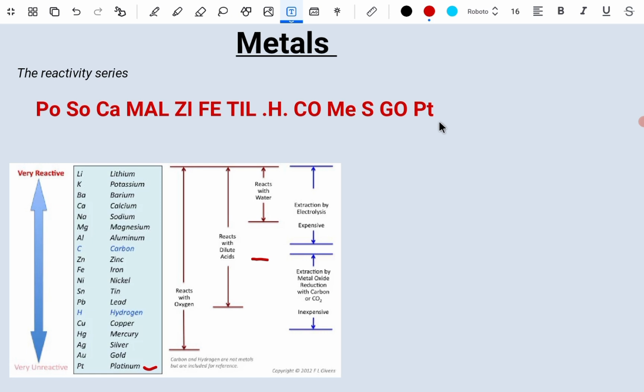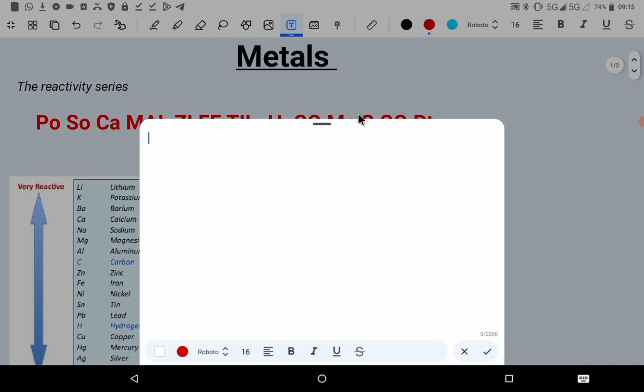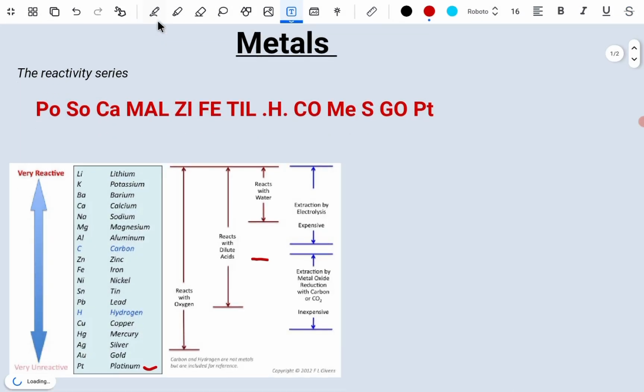This is something I've been using for a long time, but there are a number of ways you could memorize these. So "Poso kama zife ti, h, commerce, gopt" tries by all means to help you memorize these things. So this is potassium, sodium, calcium, M, that is magnesium, aluminium, zinc, that's iron, that's tin, lead.